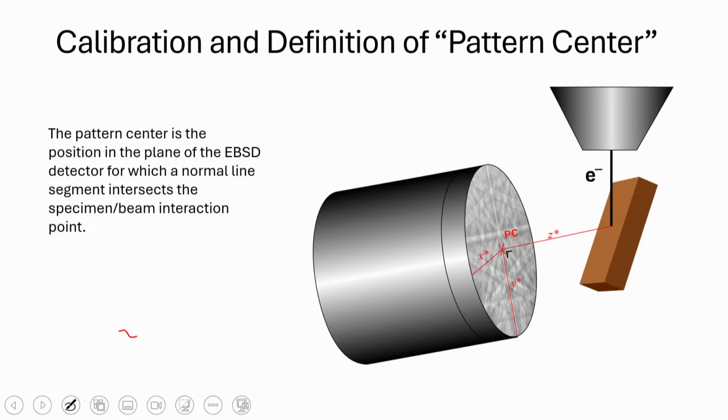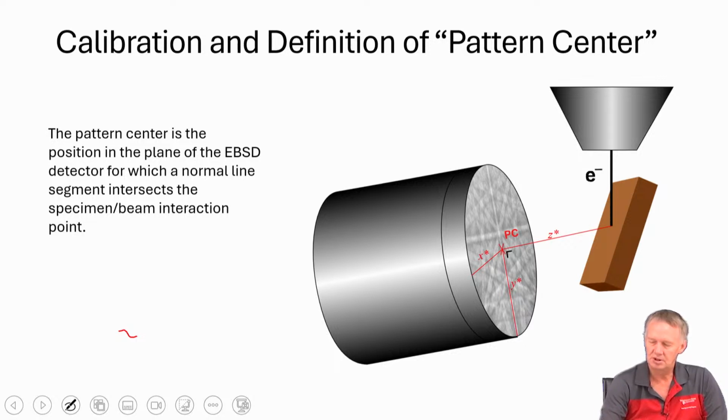So remember that we have this condition where we have the pattern center, which is normal to the plane of the phosphor screen. And it's a line, this Z star is a specimen to screen distance. It's a line that intersects the point where the beam hits the specimen.